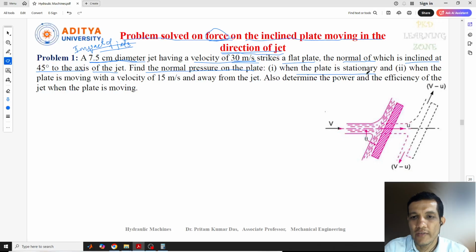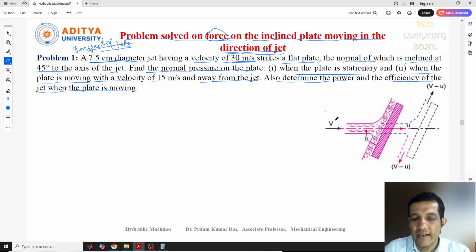Two cases are given. The first is when the plate is stationary. Another is when the plate is moving with a velocity of 15 meter per second away from the jet. Also determine the power and efficiency of the jet when it is in moving condition. Obviously, the power and efficiency will be calculated when the plate is moving, because to calculate the power we need to calculate the work done, and work done is possible when the plate is in moving condition. Anyway, this is the question given.